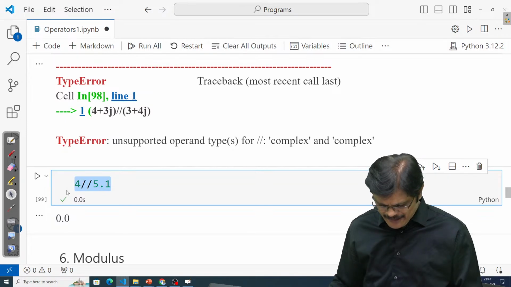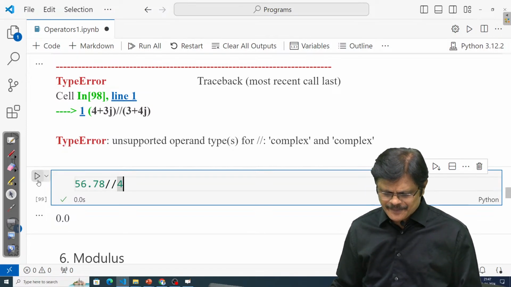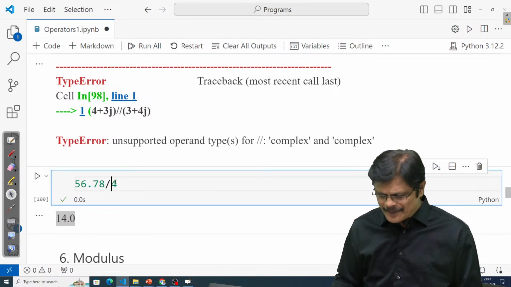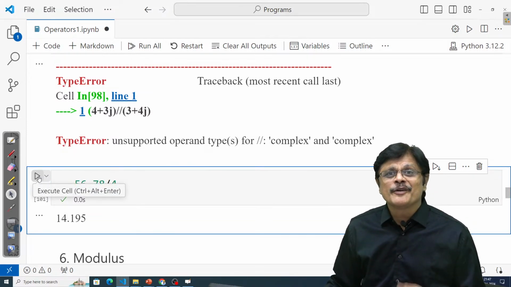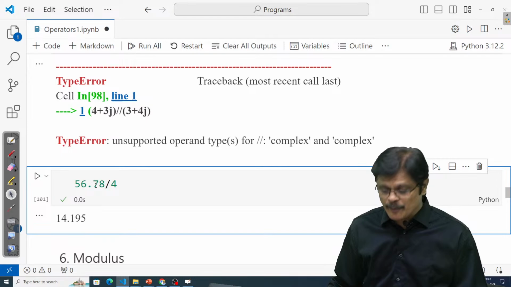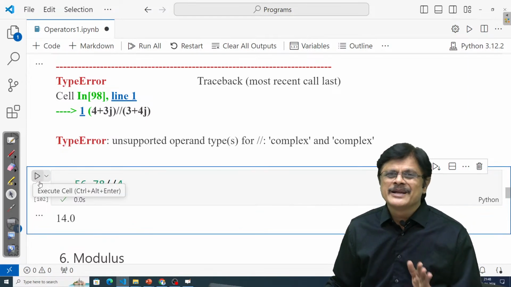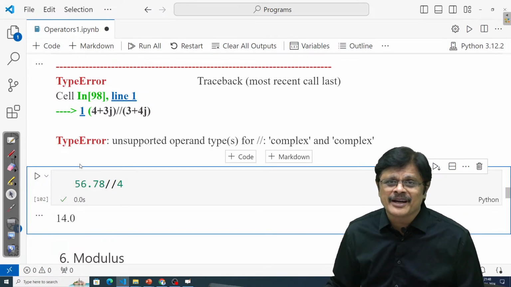For example, if you have 56.78 floor division with 4, what is the answer? First do the normal division, you know the answer, 14.195. So when you do floor division, what will be the answer? 14.0 will be the answer. Please note that. So this is the idea about floor division, my dear friends.